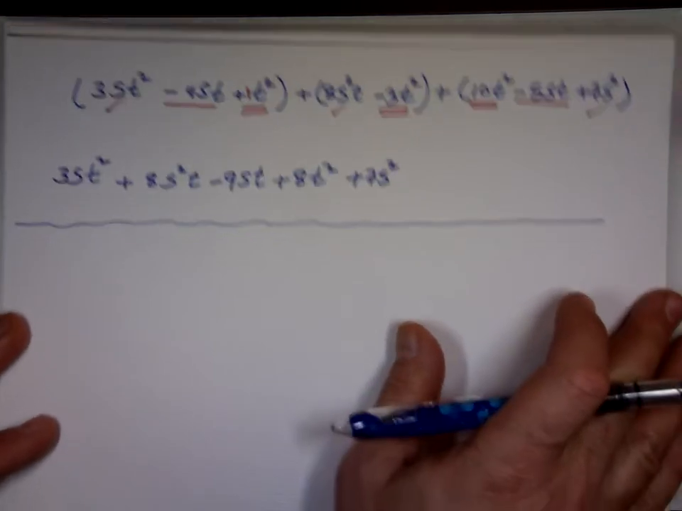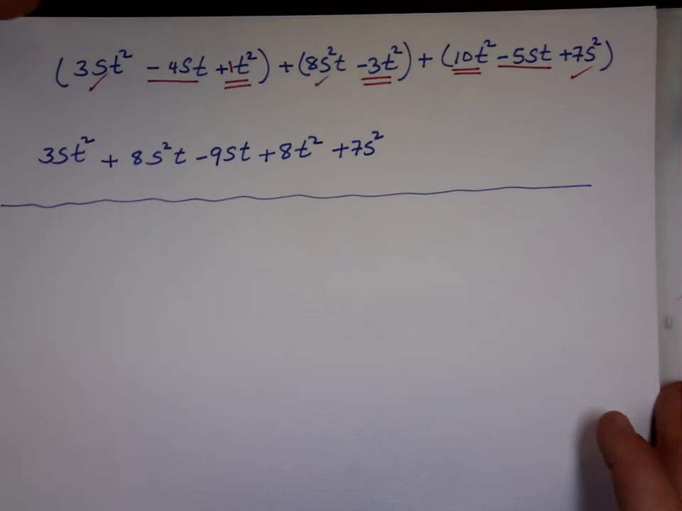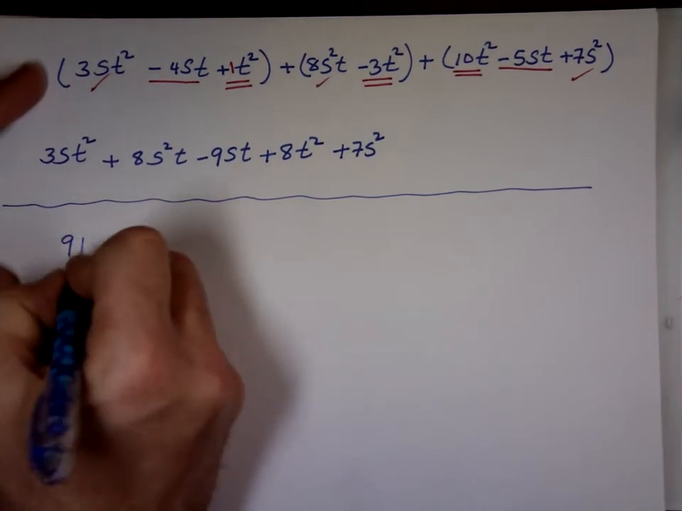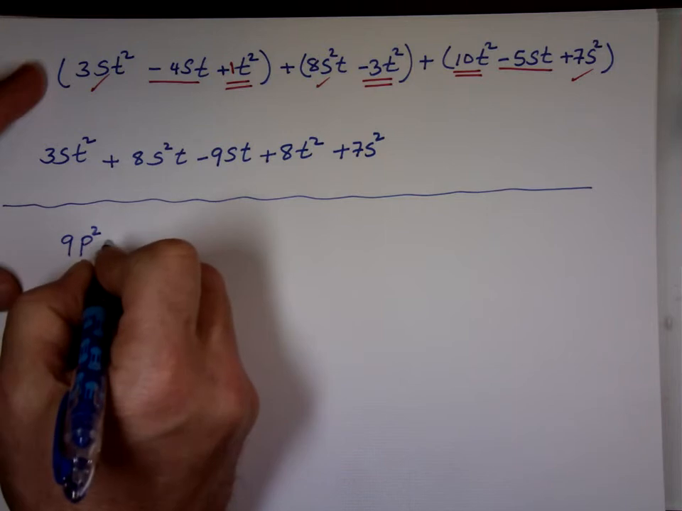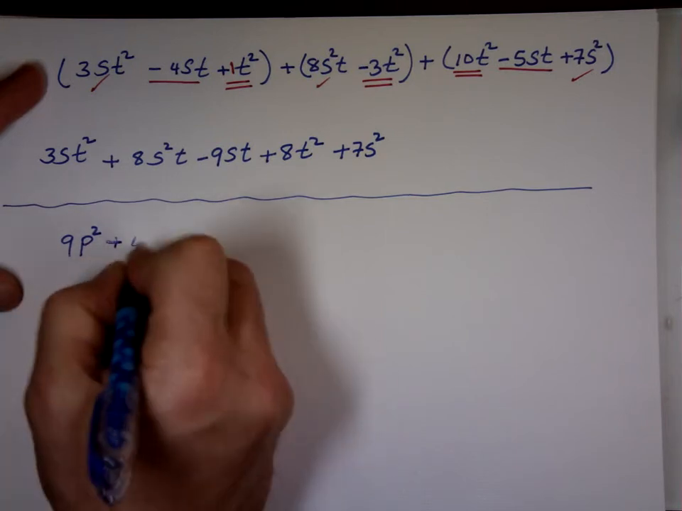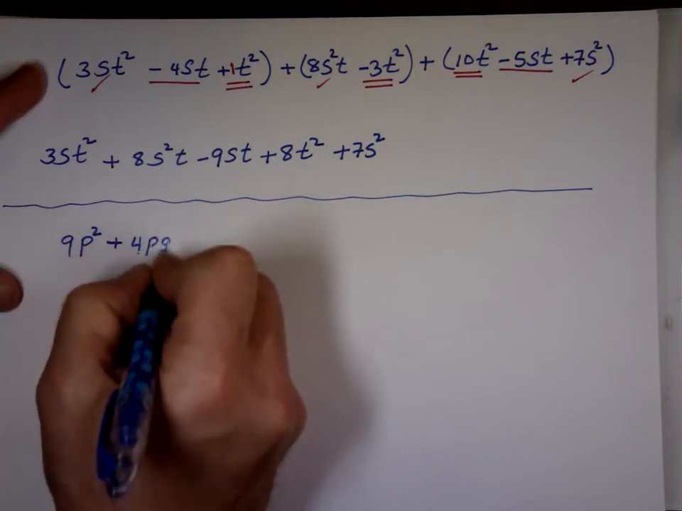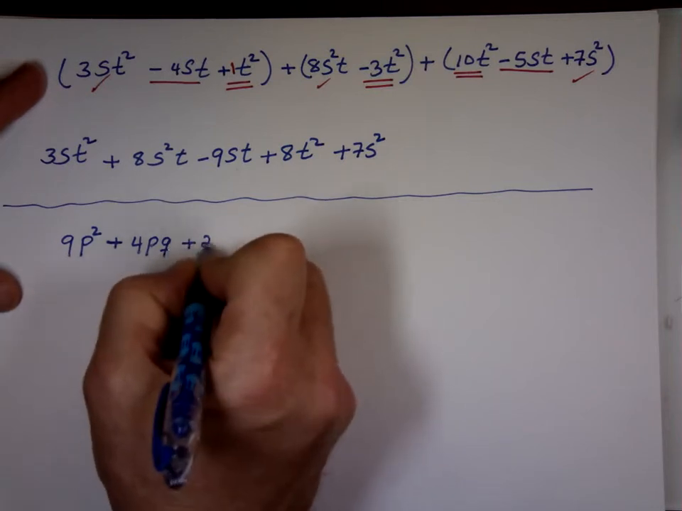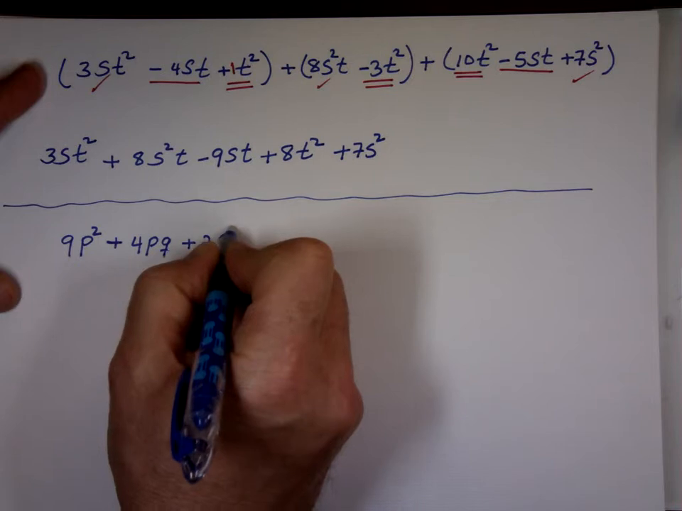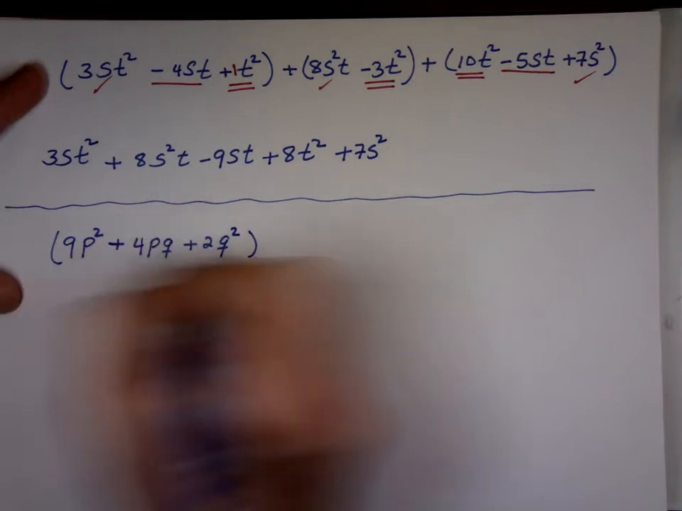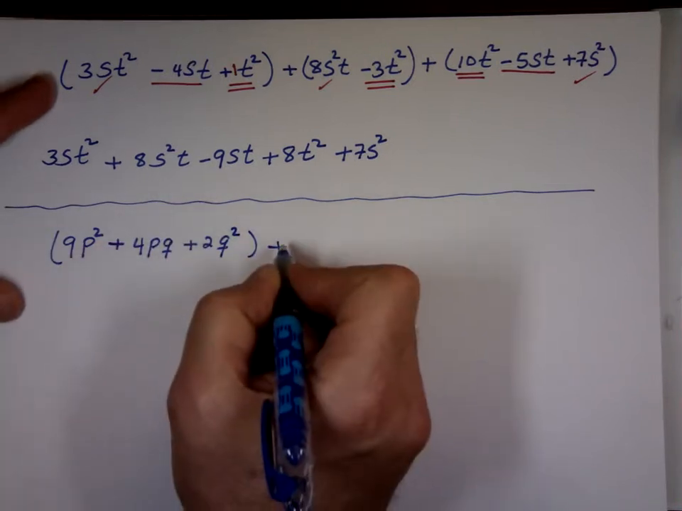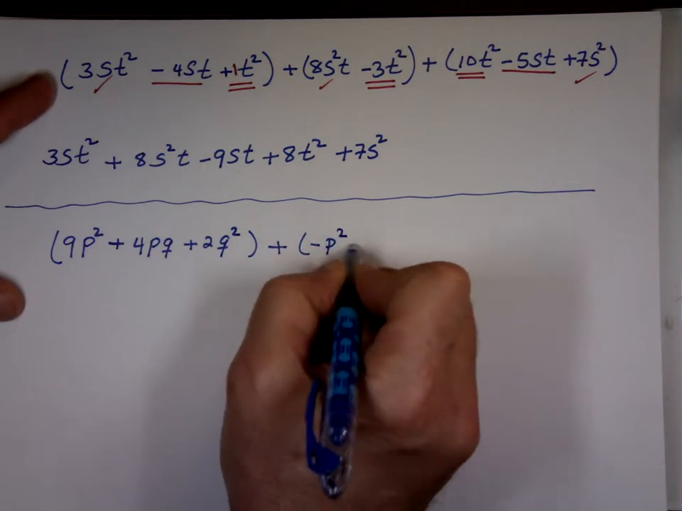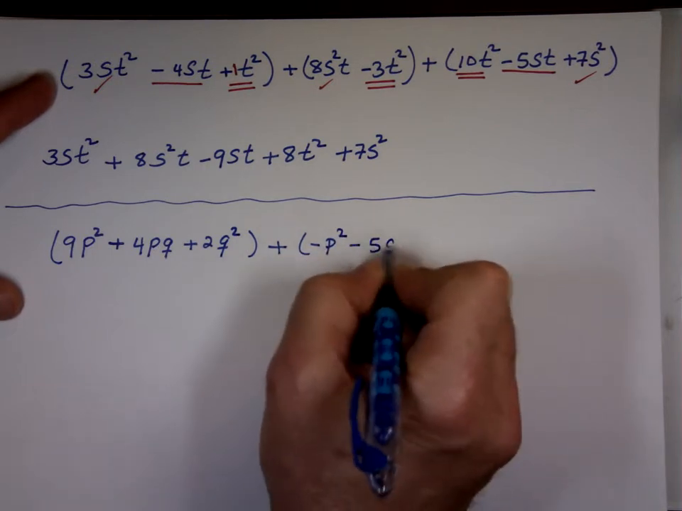Let's try another one like this one. 9p squared plus 4pq plus 2q squared. I'm going to add to it negative p squared minus 5q squared.